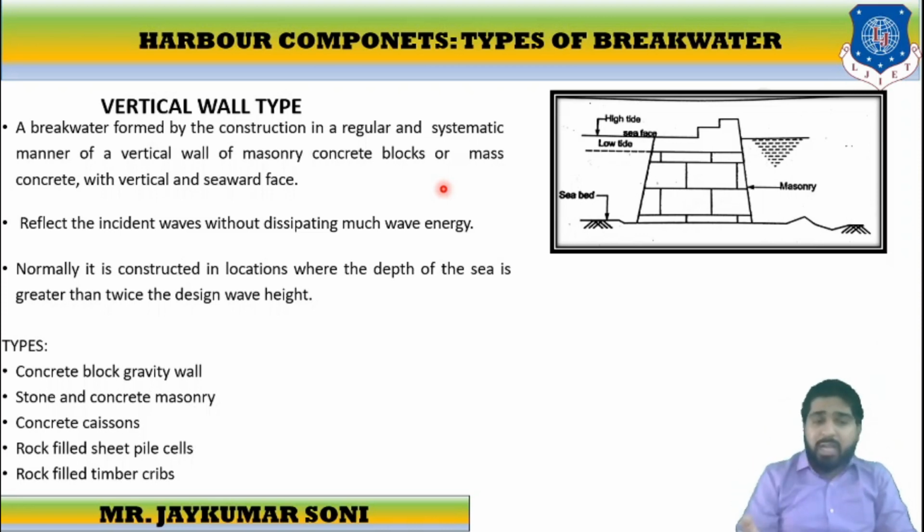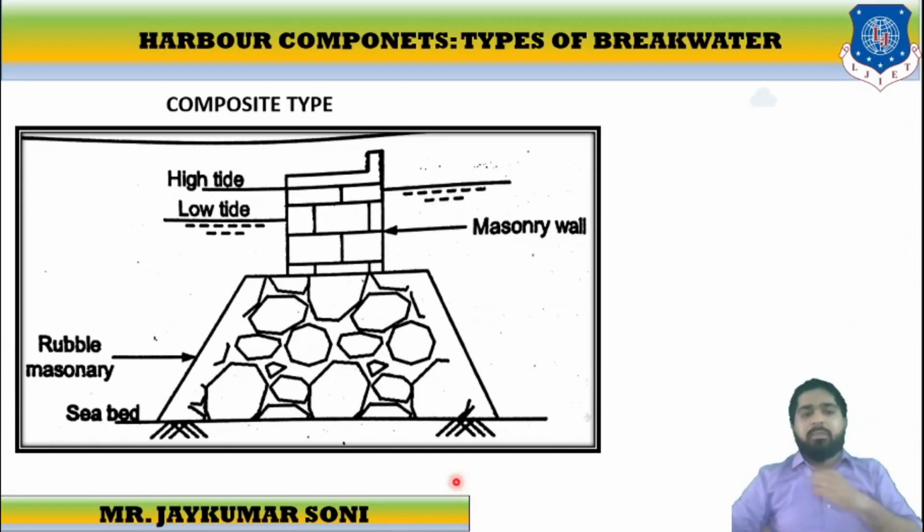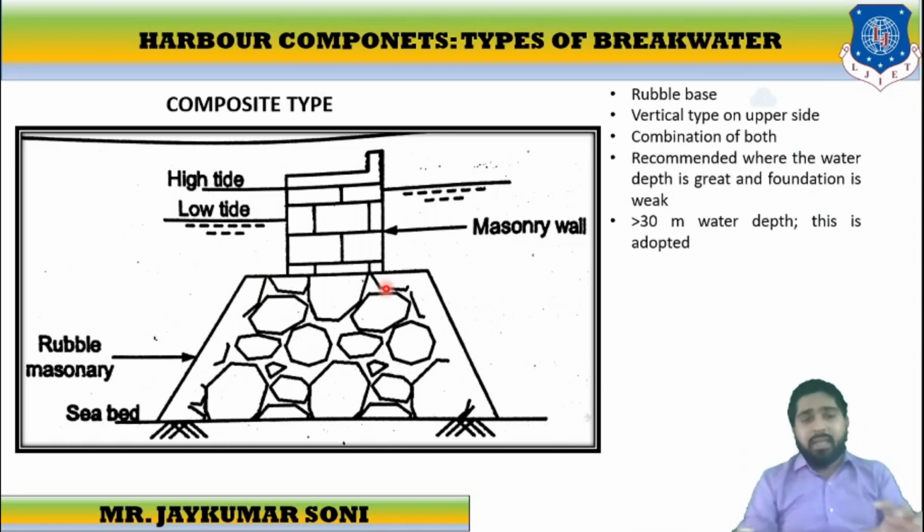It has various types, such as concrete block, gravity wall, masonry, concrete caissons, rock fill sheet piles, and rock fill timber cribs. These are the various vertical wall types. Then if we discuss the composite type, you can observe that it is the combination of vertical wall and rubble mound. This is how it looks. As the name suggests, it has a rubble base and a vertical type on the upper side; it is the combination of both types of breakwaters.